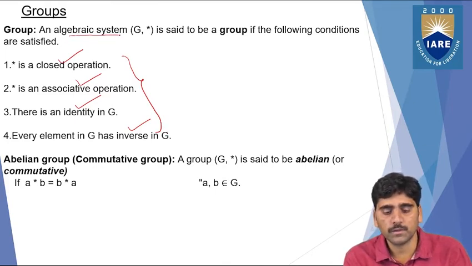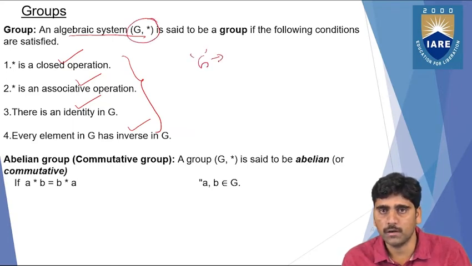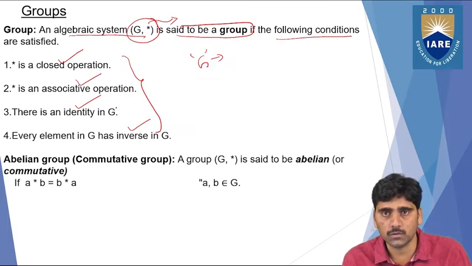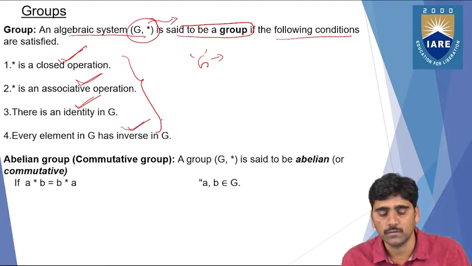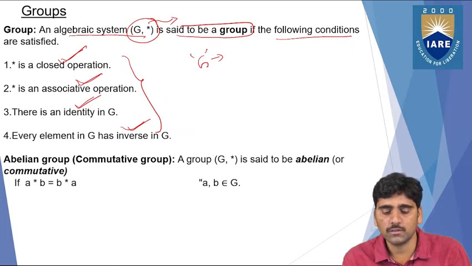So a group is an algebraic system (G, star). G indicates the group name, and star indicates the operation performed on all the elements. (G, star) is said to be a group if the following conditions are satisfied: closed operation, associative operation, identity operation, and inverse operation. If it satisfies all the operations, then it is said to be a group.